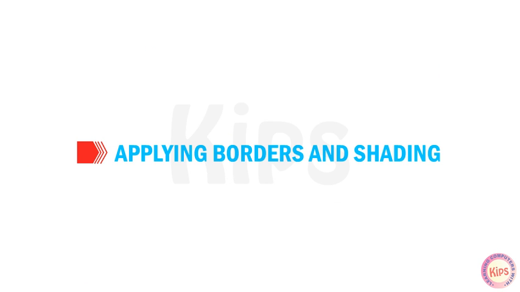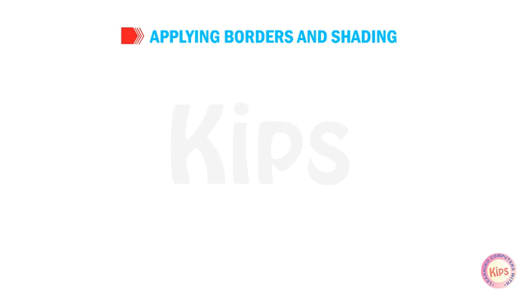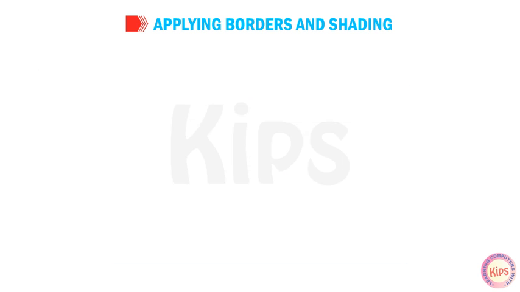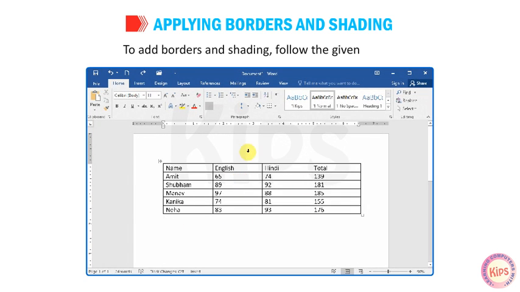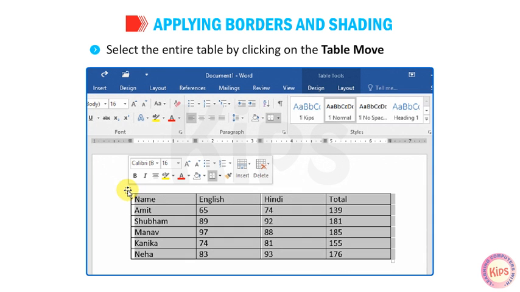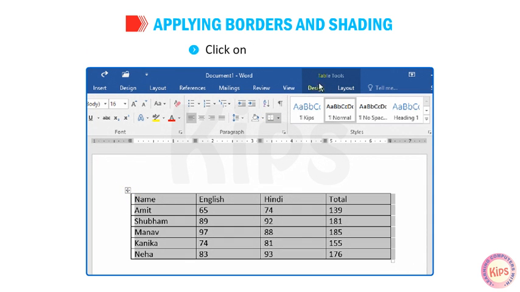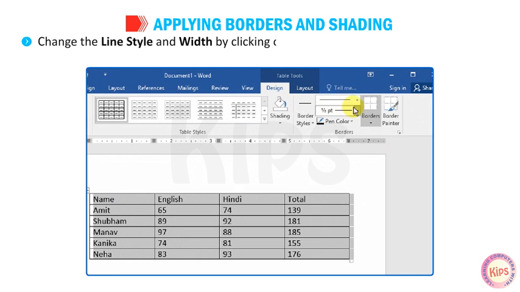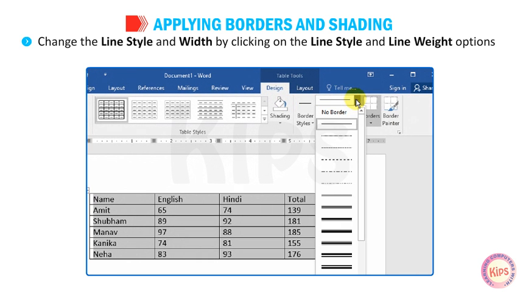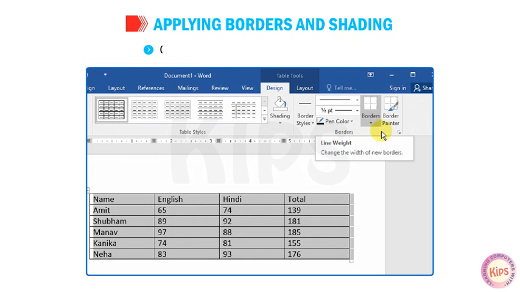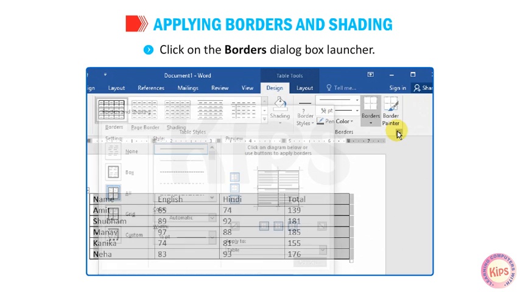Let us find out how to apply borders and shading. You can enhance the appearance of a table by applying a variety of borders and shading styles. To add borders and shading, follow the given steps. Select the entire table by clicking on the Table Move handle. Click on the Design tab. Change the line style and width by clicking on the Line Style and Line Weight options respectively from the Borders group. Click on the Borders dialog box launcher.